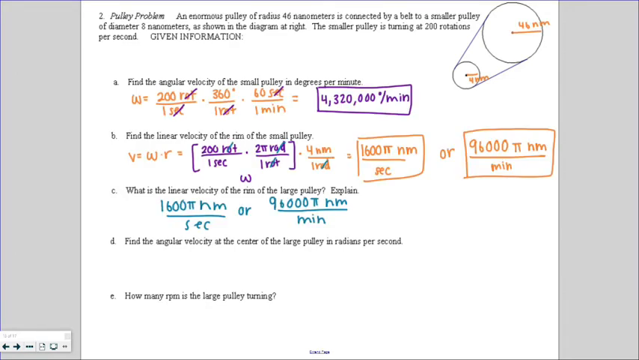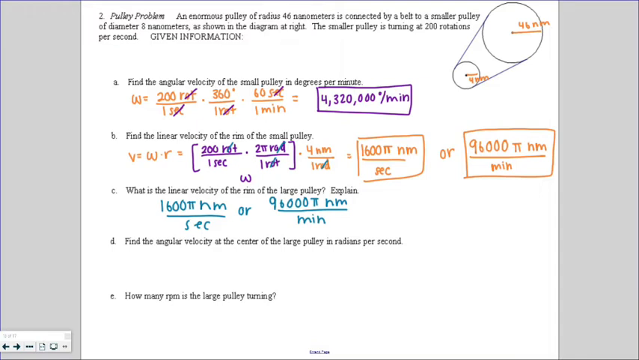So before I get to D, let's talk about A, B, and C here, okay? The first thing for part A, you guys, you already have the angular velocity of the small gear. You have it in just different units. 200 rotations per second, that's already angular velocity. So for part A, no need to apply any of the equations. We just need to turn rotations per second into, what are we looking for? Degrees per minute. So 4,320,000 degrees per minute. That's our final answer on that one. And I'm just turning the rotations into degrees and the seconds into minutes here.